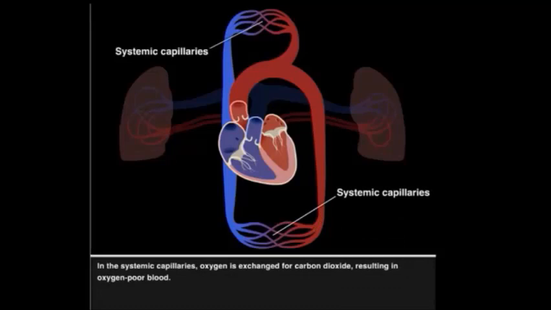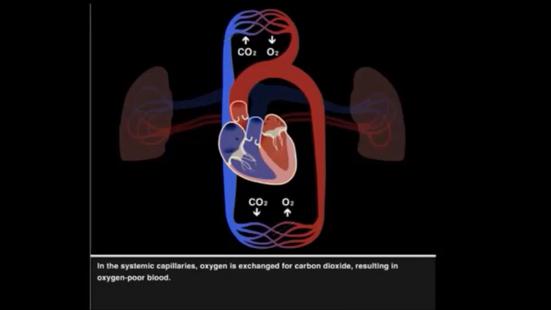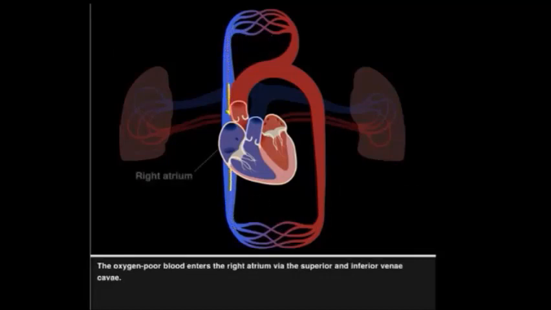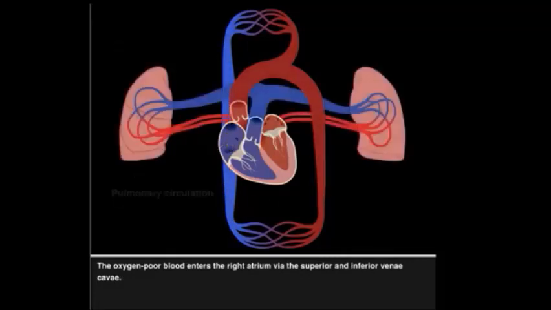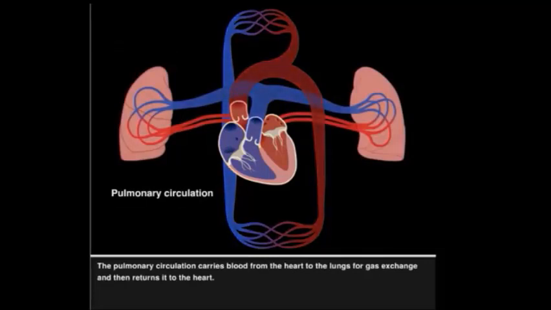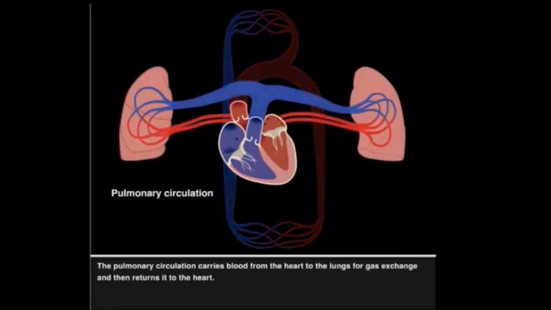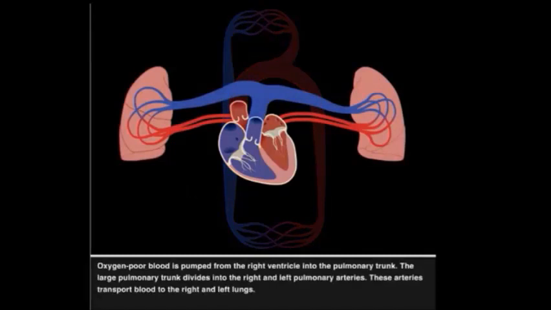In the systemic capillaries, oxygen is exchanged for carbon dioxide, resulting in oxygen-poor blood. The oxygen-poor blood enters the right atrium via the superior and inferior venae cavae. The pulmonary circulation carries blood from the heart to the lungs for gas exchange and then returns it to the heart. Oxygen-poor blood is pumped from the right ventricle into the pulmonary trunk.